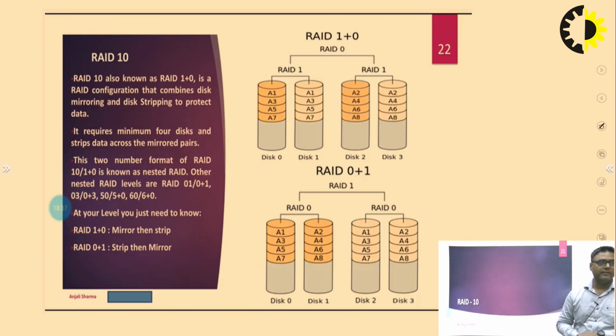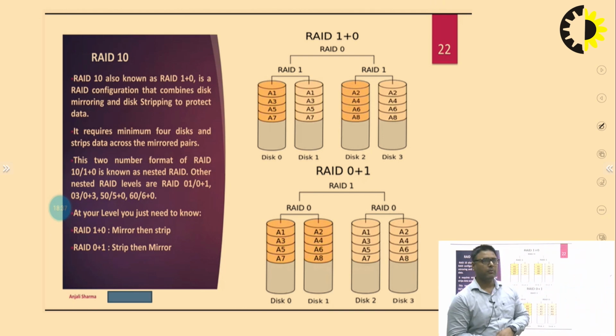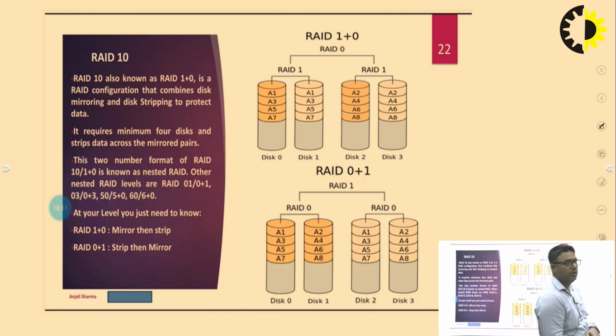Next and last is RAID 10. Basically it is a combination of RAID 1 and RAID 0. RAID 10, or 1 plus 0, is a RAID configuration that combines disk mirroring and disk striping to protect the data. It requires a minimum of 4 disks and stripes data across the mirrored pairs. RAID 10, or 1 plus 0, is known as nested RAID. Other nested RAID levels are RAID 01, 03, 50 and 60.